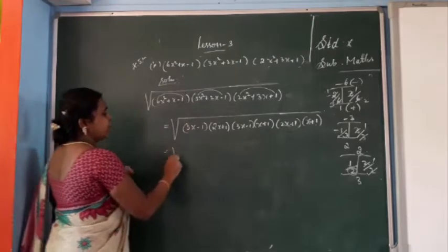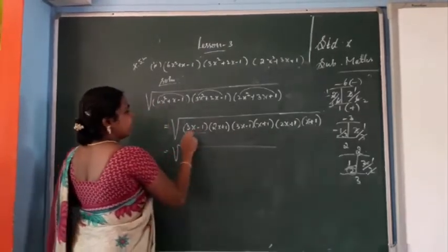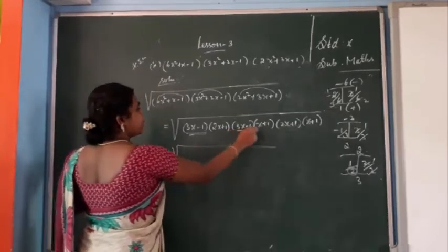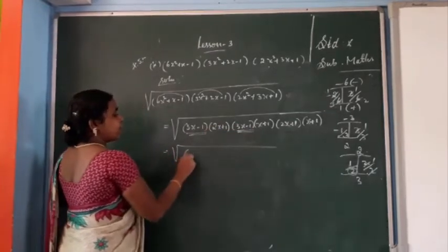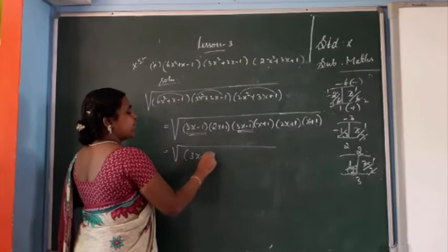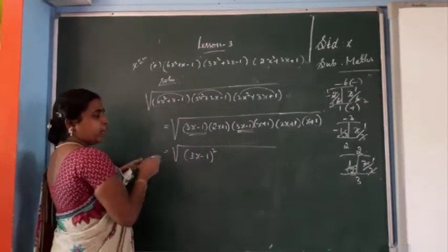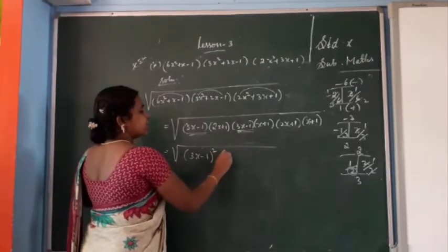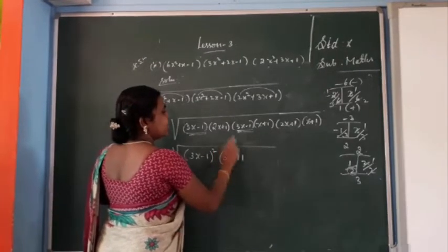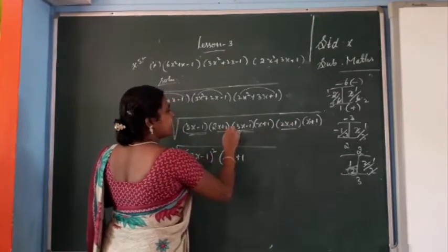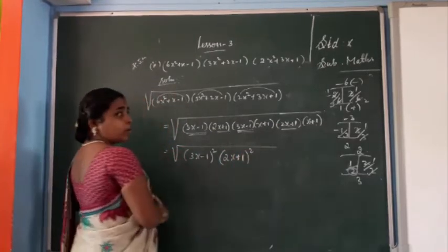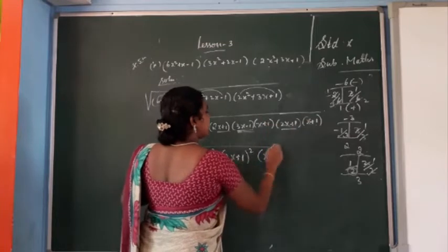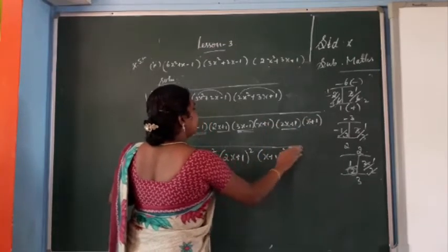Now you see 3x minus 1 is here, and you will get one more 3x minus 1, a pair value only. So 3x minus 1 the whole square. We need a square number inside, then only we can eliminate the square root. Next, 2x plus 1 into 2x plus 1, both are the same, so 2x plus 1 the whole square. Next, x plus 1 into x plus 1, so x plus 1 the whole square.